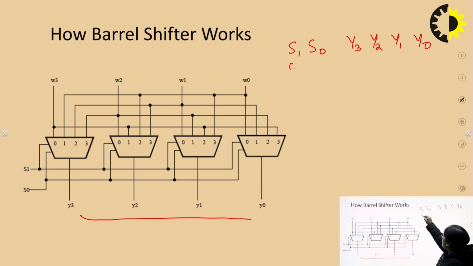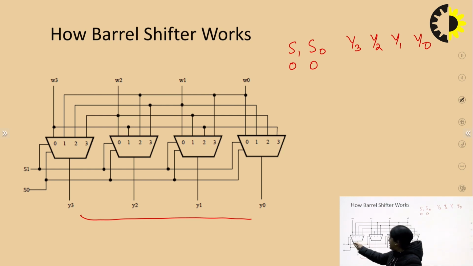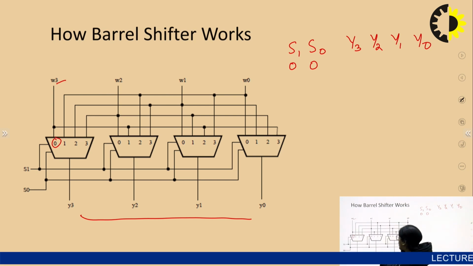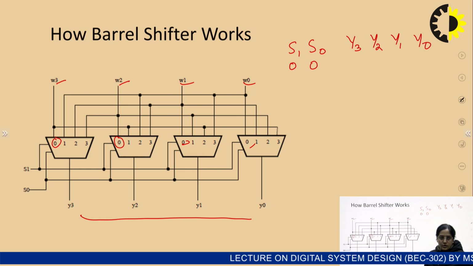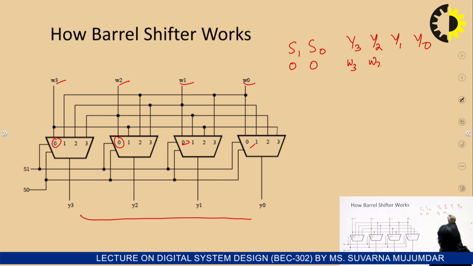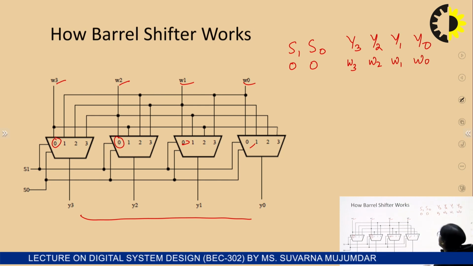Suppose we give the input control logic, that is the selection lines, 0, 0. In this case you can see that Y3 is connected to W3, Y2 is connected to W2, Y1 is connected to W1 and Y0 is connected to W0. It means that whatever input you apply is available at the output. So the input is given directly to the output, and there is no operation that took place. There is no shifting operation, right or left.